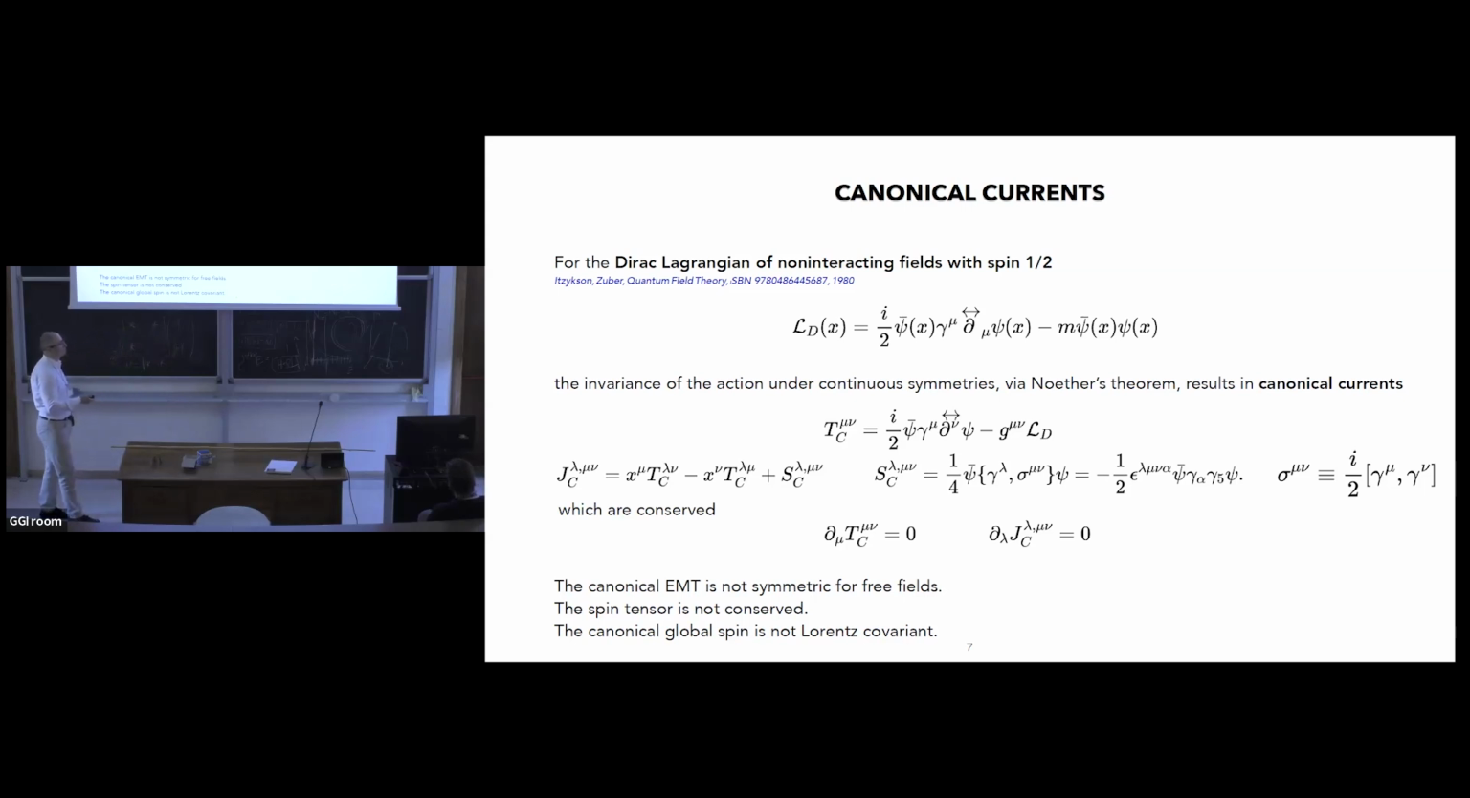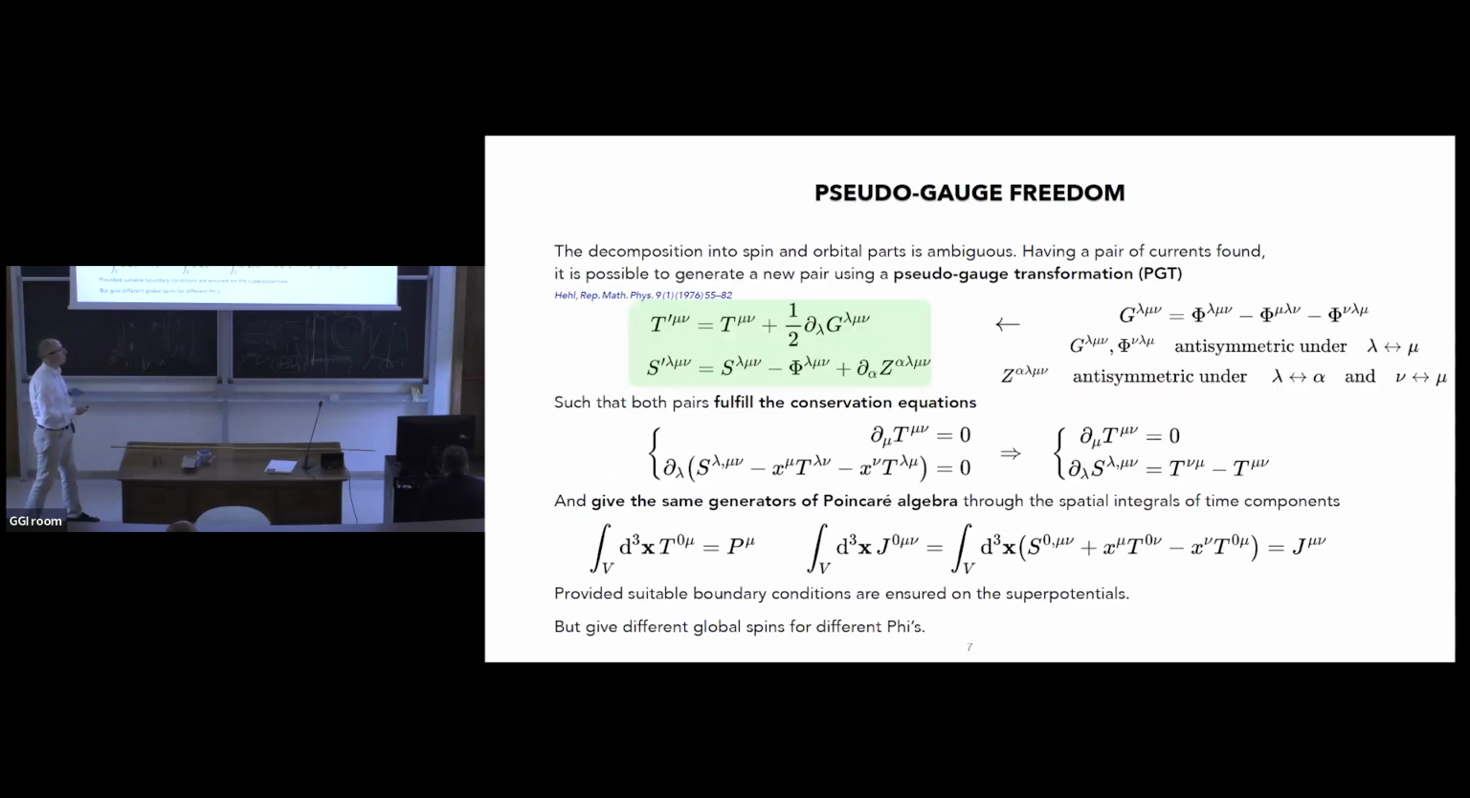However, those currents, the energy momentum tensor and the spin plus the orbital part, are conserved. So you can basically use this as your equations of motion when starting to construct the hydrodynamic theory. But the problem remains how to shift the orbital and spin part between these two contributions.